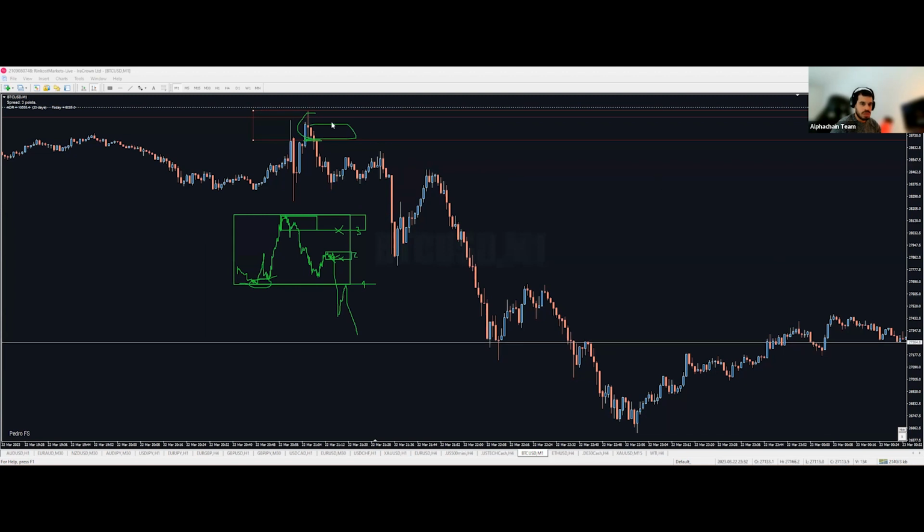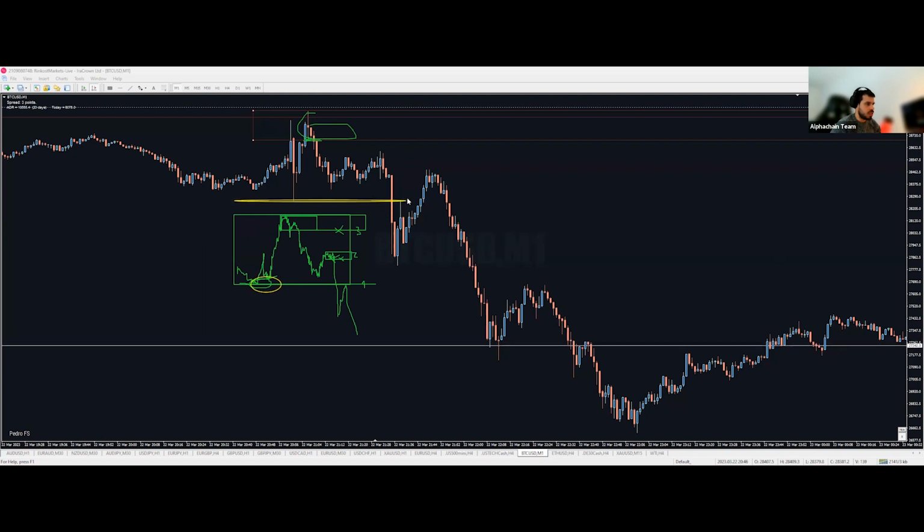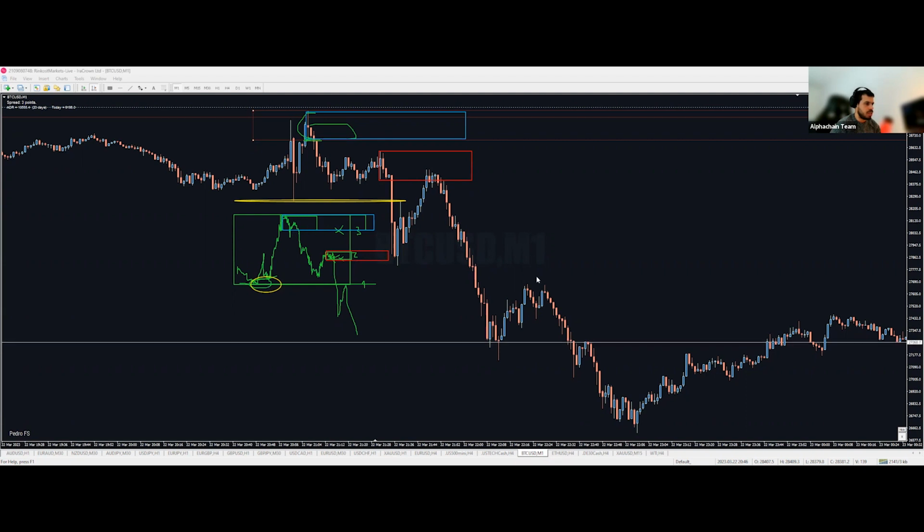Okay, maybe just let me draw this with a different line. So the yellow one, it will be maybe in alignment with these lows. As you can see, it was respected in here. Then we have the next one. Let's just draw with blue. We have the extreme of the extreme in here, which is this one. And then we have the other one, which can be considered this one, right? Supply that managed to break all these lows, which can be this one. Okay, so we have the yellow one, the blue one, and the red one.